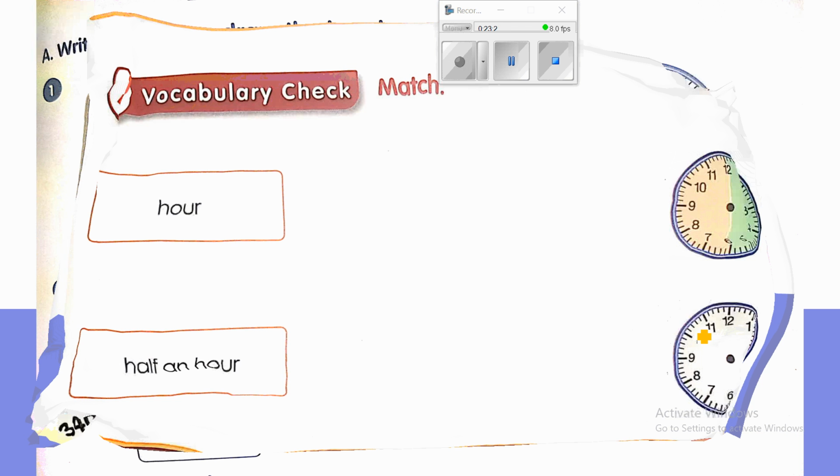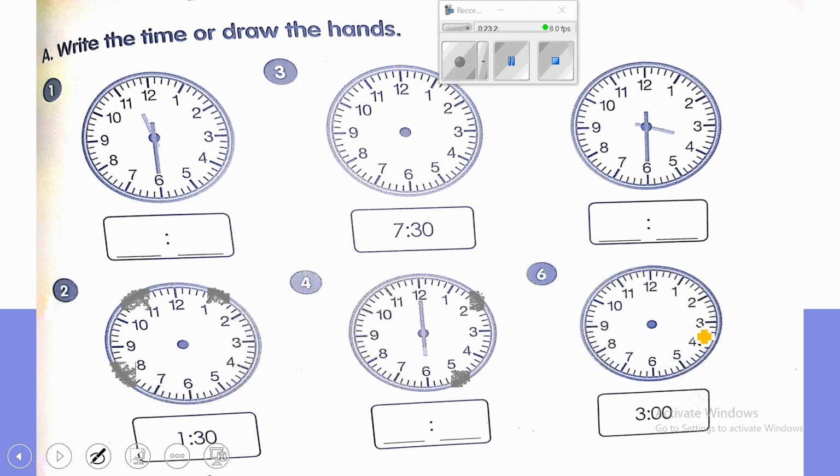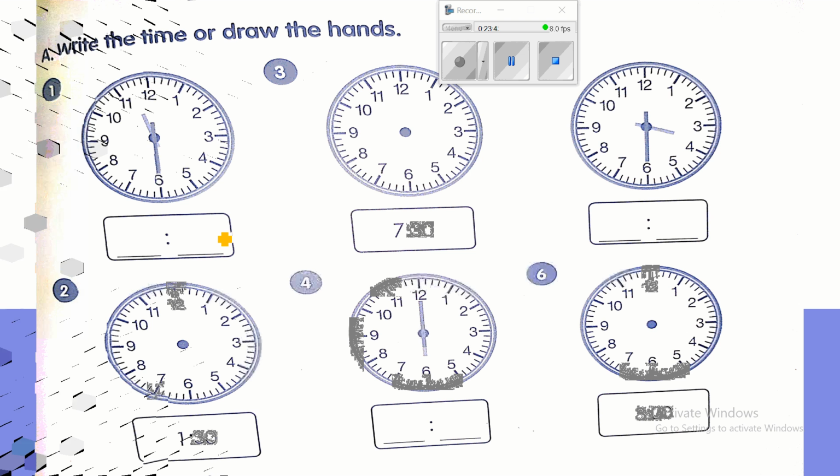Let's check the homework. Here's the homework. I'm just writing the time. Before that, I just write 0 and 30. Where is the minute hand? Yes, it's on 30, and the hour still 11:30. All of them the same. You have to do it by yourself.